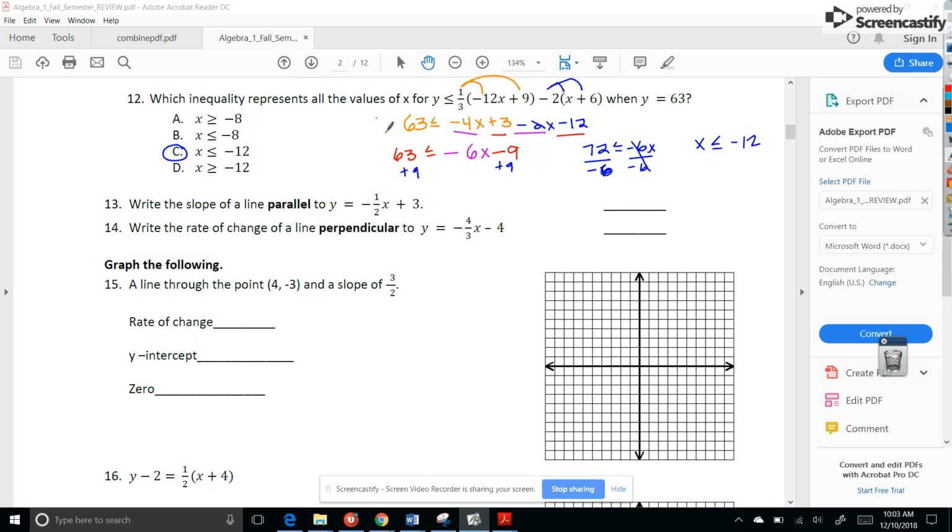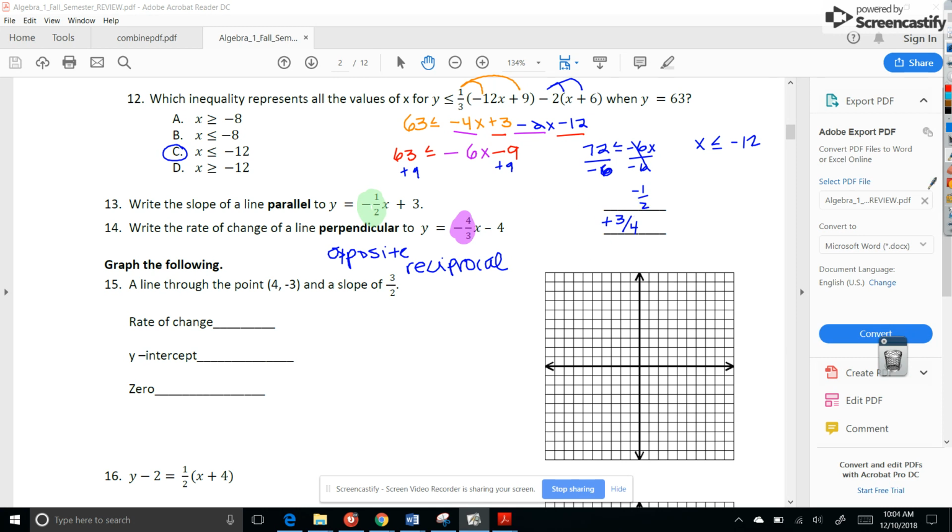Write the slope of the line parallel to y equals negative 1/2 x plus 3. Well, parallel lines have the same slope, so that's easy. My slope has to be negative 1/2. Write the rate of change, that slope, of a perpendicular line to y equals negative 4/3 x minus 4. So I have to be perpendicular to the slope, which means opposite reciprocal. So negative slope becomes a positive slope, and 4/3 becomes 3/4. So we're just flipping the fraction, and if it's negative, we're making it positive.